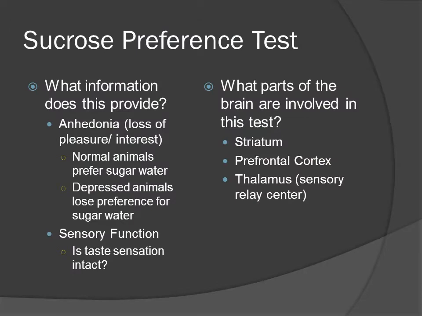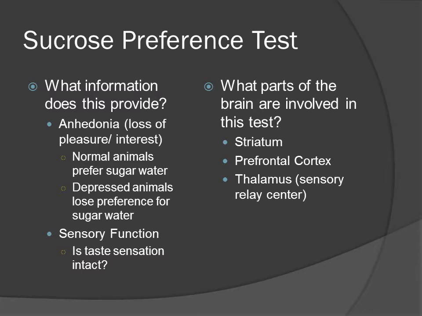The sucrose preference test measures the degree to which a subject prefers a sugary drink to water. This test can provide information about anhedonia, which is a loss of pleasure or interest, because normal animals prefer sugar water, while depressed animals lose this preference for the sugary drink. The test can also be used as a secondary measure of sensory function. You can ask the question, is taste sensation intact?